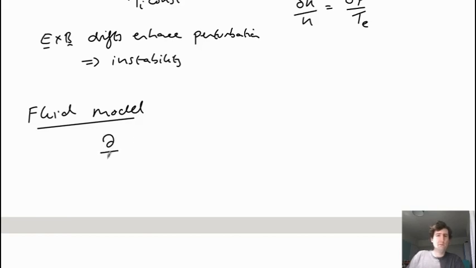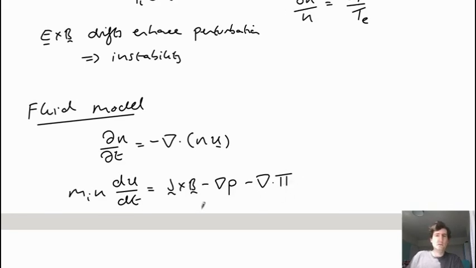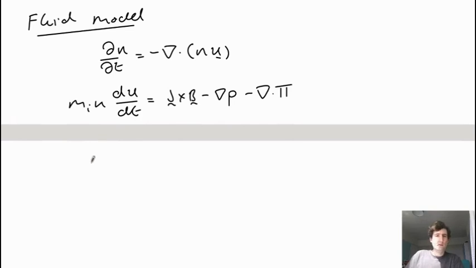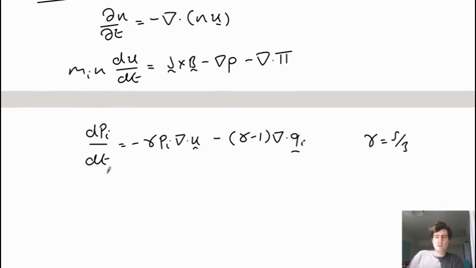So we have the continuity equation for the density, it's just the standard divergence of n times u. We have the momentum equation, where pi here is the ion viscous tensor. We'll come back to that very shortly. We have the ion pressure equation. So gamma is just the ratio of specific heats, so gamma is just 5/3 here. Q is the heat flux, which again we'll come back to very shortly. And then we have the electron pressure as well.